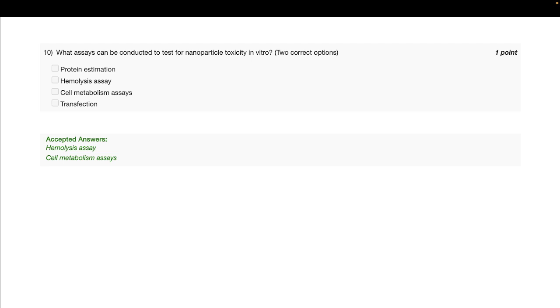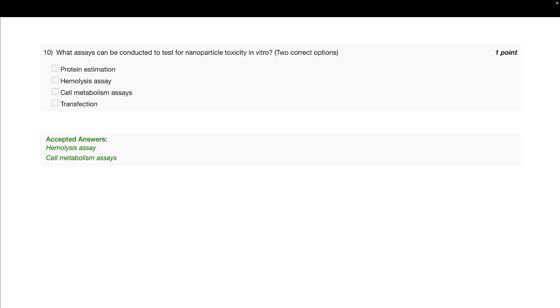The correct answer is hemolysis assay and cell metabolism assay. First of all, we need to test the toxicity of the nanoparticle which we have made. There are various different assays which we can use. One of them is the hemolysis assay, where you want to see whether your nanoparticle is causing lysis of your blood cells. You can take blood from a human or from an animal, even mouse blood, and incubate your nanoparticles with the blood, and check whether the cells are in the right morphology, growing happily, or lysing. So this is the hemolysis assay.